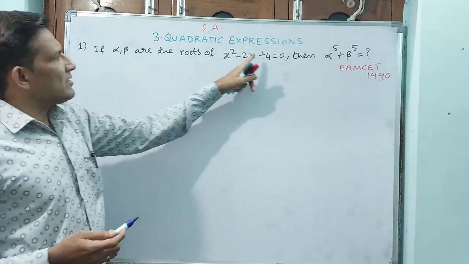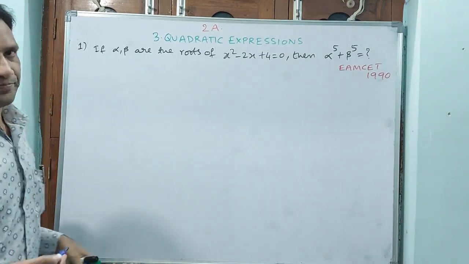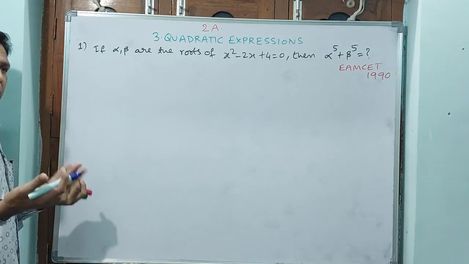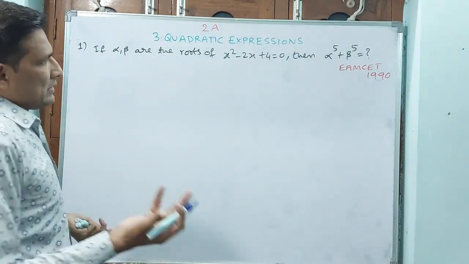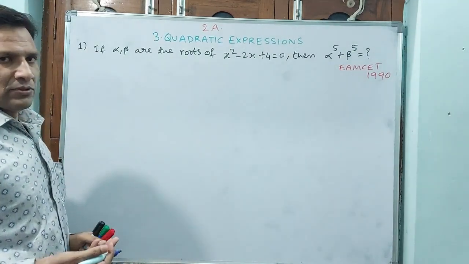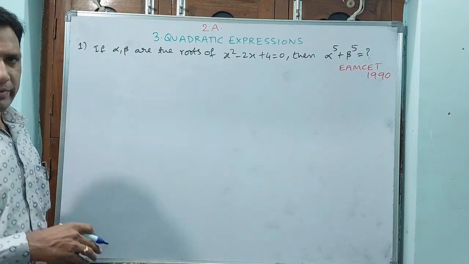Why? Because by factorization method we are unable to do. 1 into 4 is 4, but minus 2 will not come. Factorization method, 2 into 2 or 4, 1 into 4 are not going to give minus 2. That is why you have to go for the minus b plus or minus square root of b square minus 4ac discriminant method.